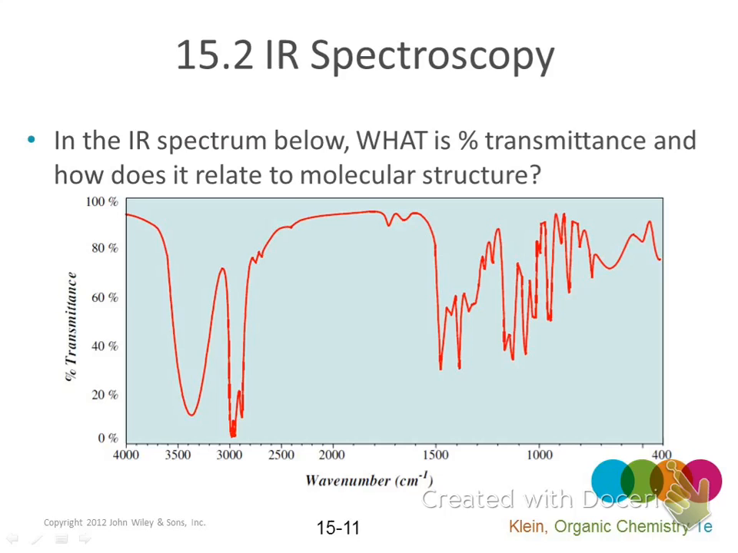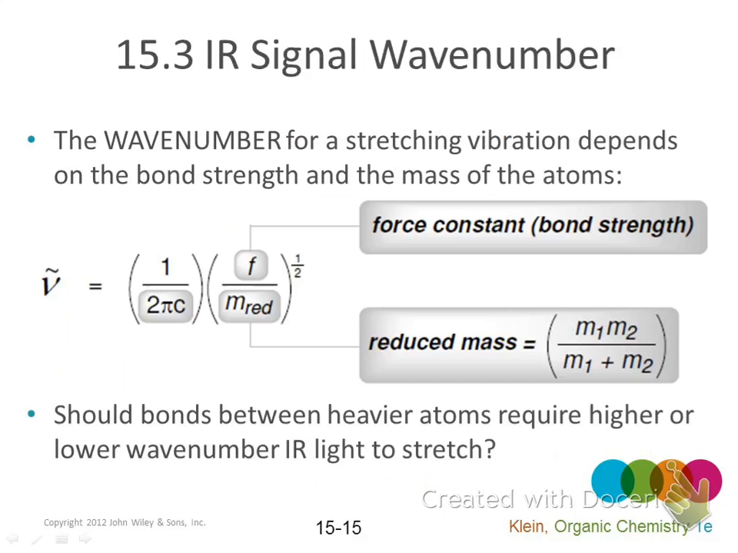Okay, so let me skip through some of these. Okay, so this is an equation where they get the wave numbers. F is a force constant, bond strength. M is the reduced mass. Okay, so let's just do this little experiment. Well, actually, let's just talk about it real quick.